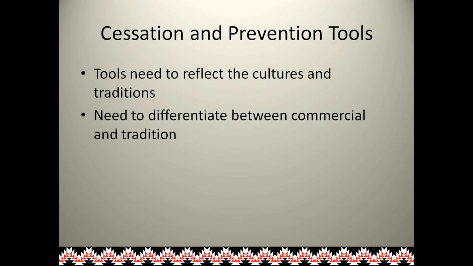The tools need to reflect the cultures and traditions. Keep in mind there are 508 individual nations within the U.S. from all over the U.S. There's different ideas, there's different values, there's different cultures. Don't just assume that your work is going to be one-size-fits-all. Just as if you're working with the general population, something that might work in California or Oregon or Washington may not work in the New England area just because of the different cultures and norms. So please keep that in mind, to know the culture and traditions of the people that you are working with. And then going back to kind of hammer this in some more, needing to differentiate between commercial and traditional tobacco use.